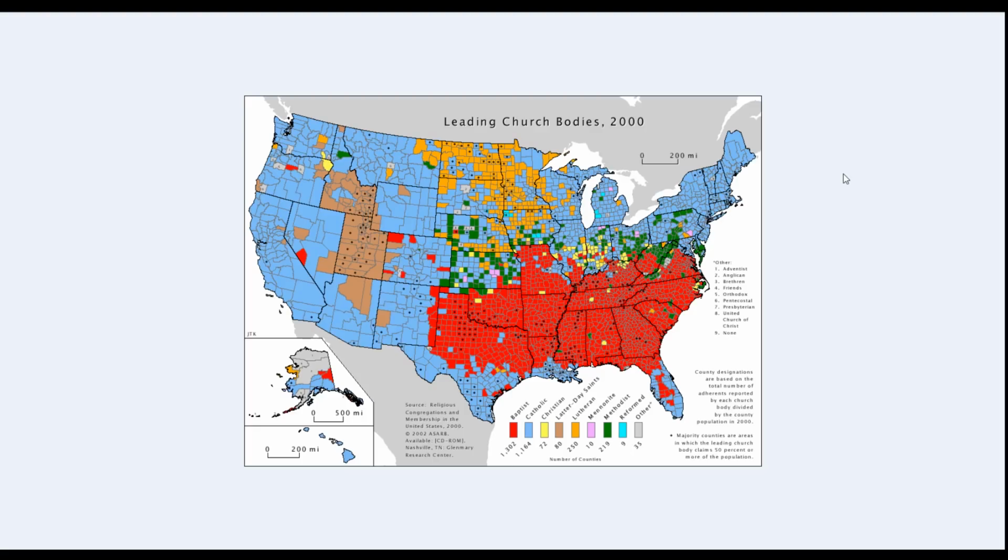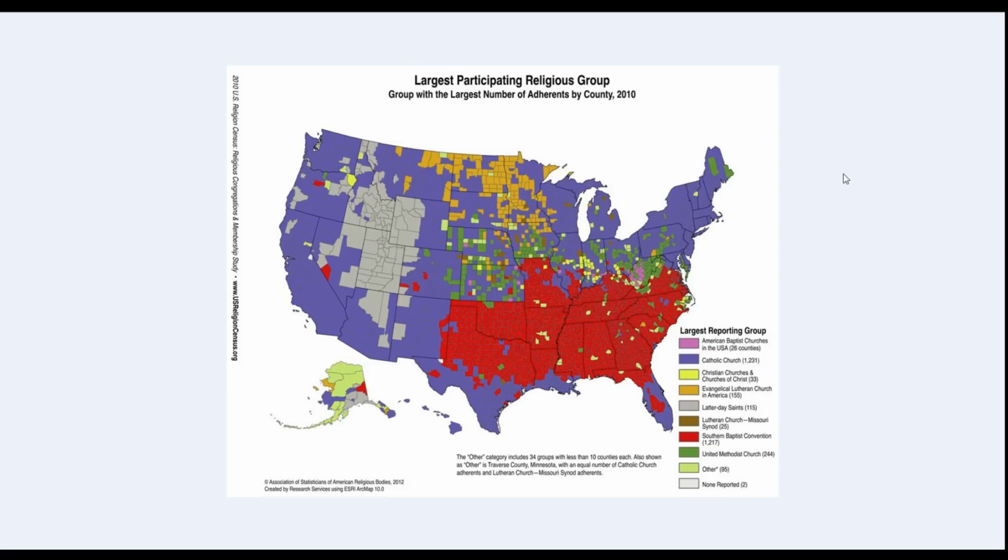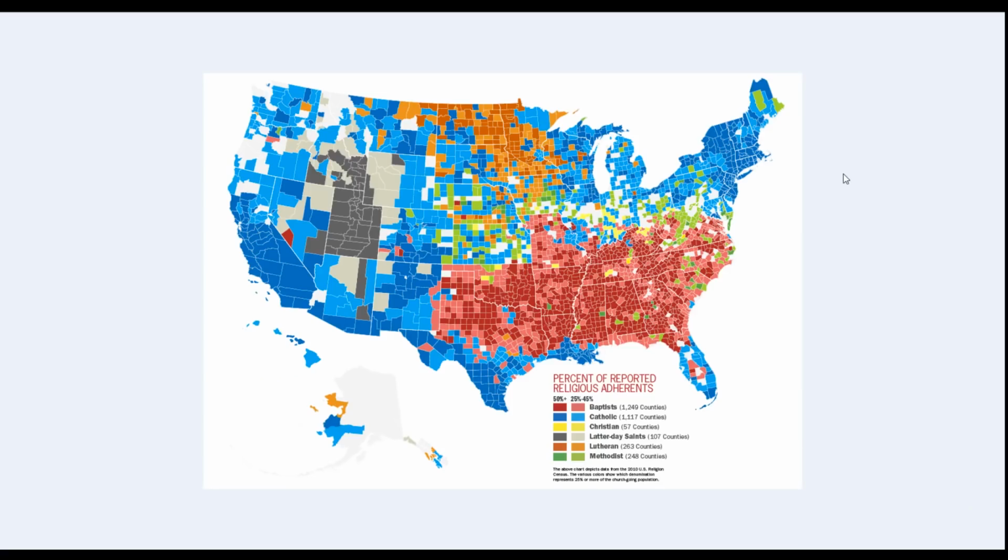Maybe a little bit more on the Mormon side. Yeah, I would say definitely a little bit more movement on the Mormon side. Now here's the percent of reported religious adherents. This is the amount of religious followers. So if you're going to establish a state, you have to be careful of this.